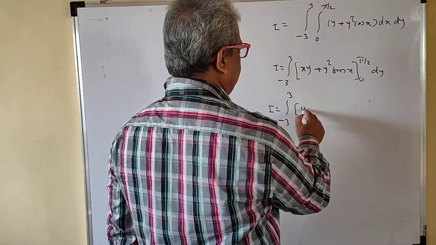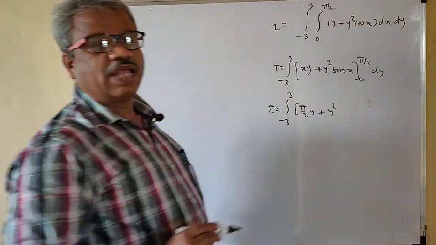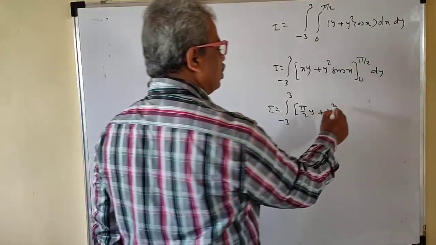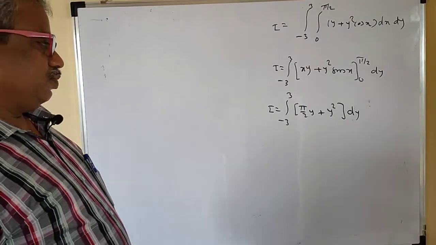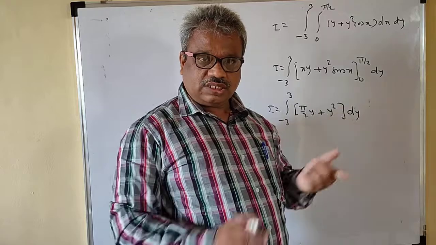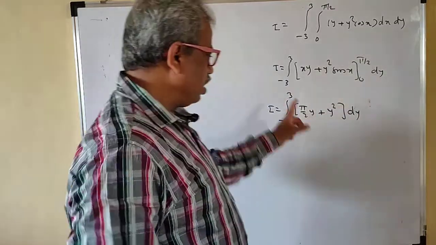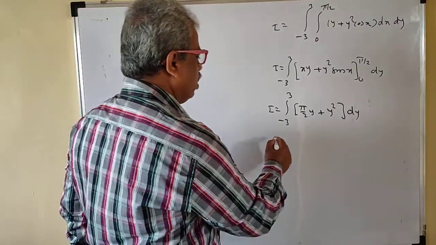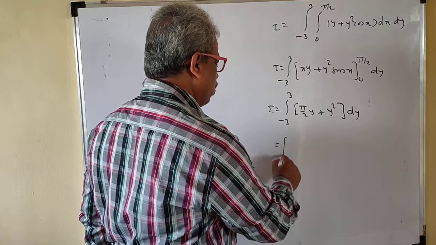This is pi by 2 y plus y square, because sin pi by 2 is 1 now. Okay. So this is dy. Okay. So now note that you should put y in the lower limit also, right? Check that, it is 0, right? If it is 0, there is nothing to subtract. This is minus 0 for all this, right? So only put the upper limit there. Okay. Now we are integrating with respect to y. We have to integrate this with respect to y.